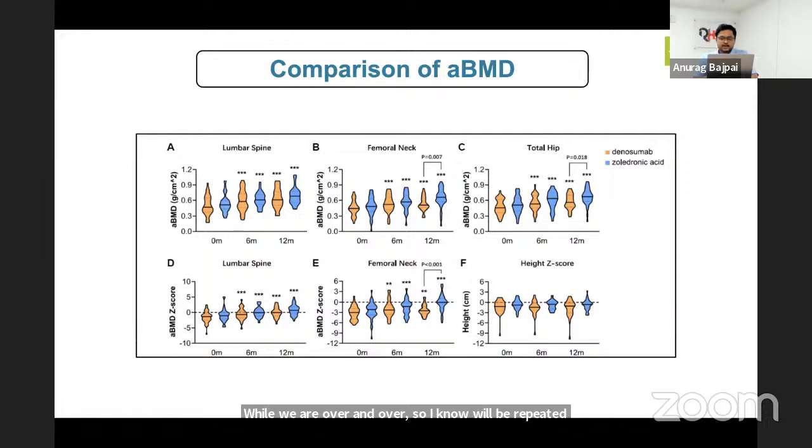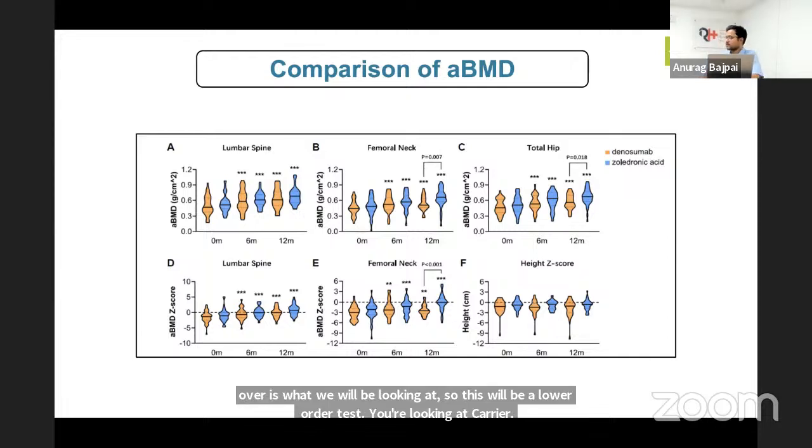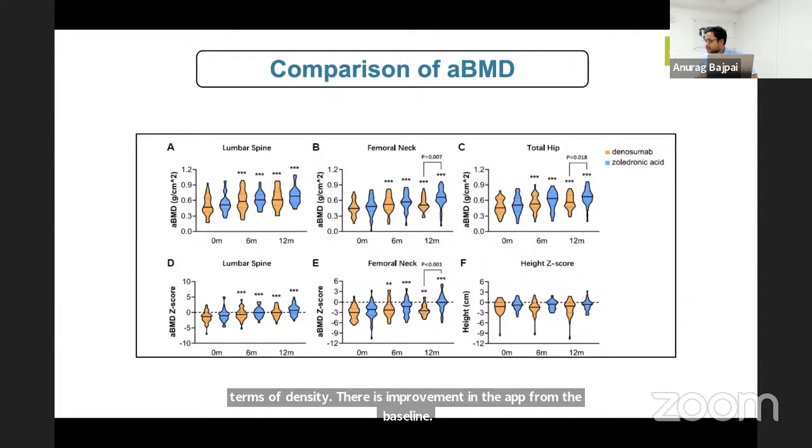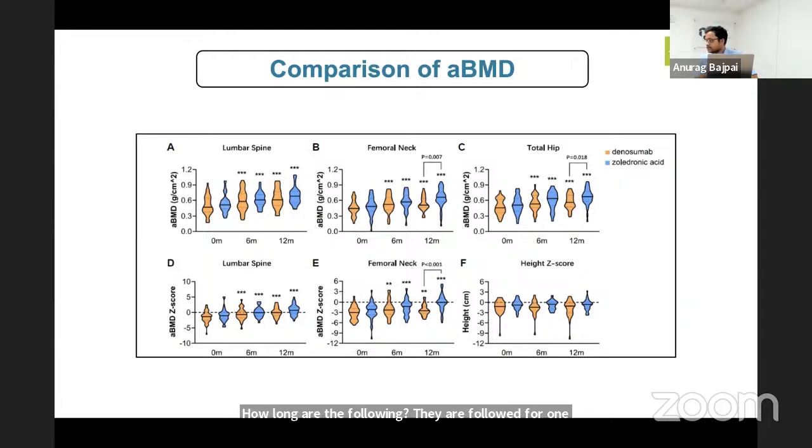Carry on. What you are seeing is that there is improvement in terms of density from the baseline. And how long are they following up for? They have followed for 1 year total. Only 1 year. It is too less, but yes, okay, you're finding a difference.